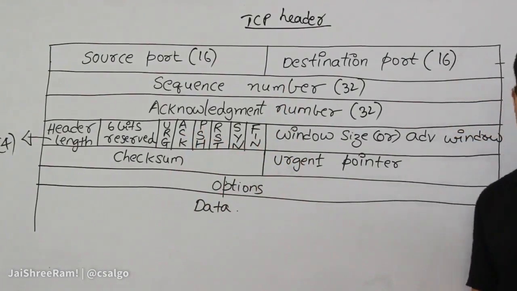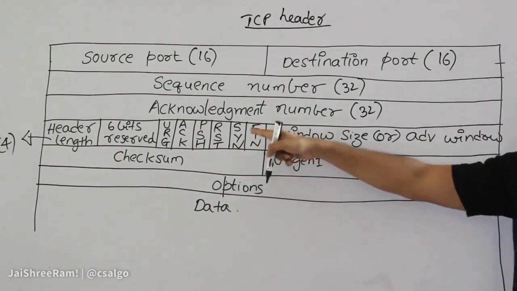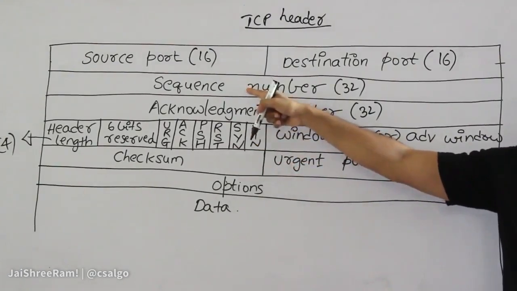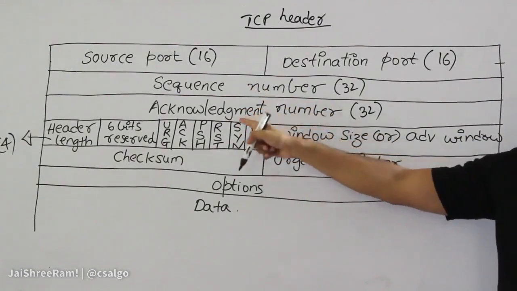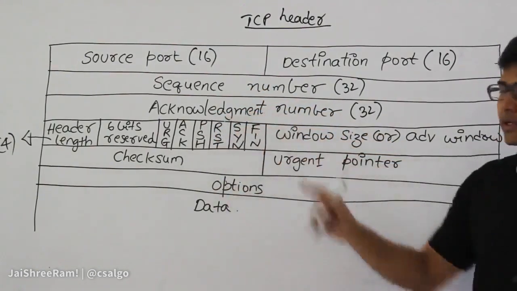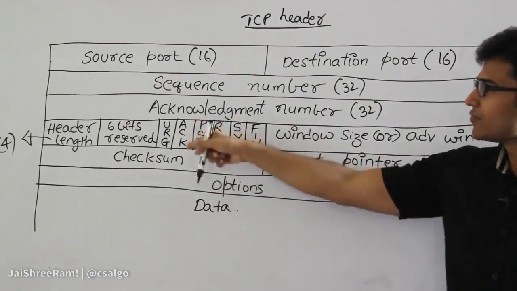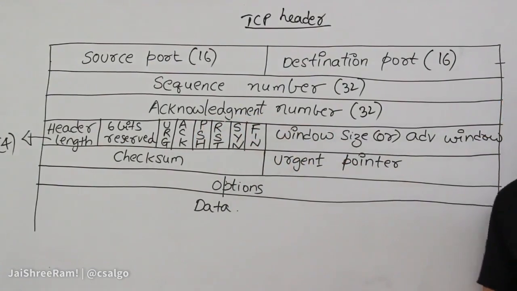When I am discussing the next topic, please keep this diagram handy, so that whenever I discuss sequence number, and whenever I discuss the SYN flag and acknowledgement number and ACK flag, you understand the difference. Acknowledgement number is a 32-bit field, and the acknowledgement flag is a 1-bit field. So what is the difference? We shall see it later.